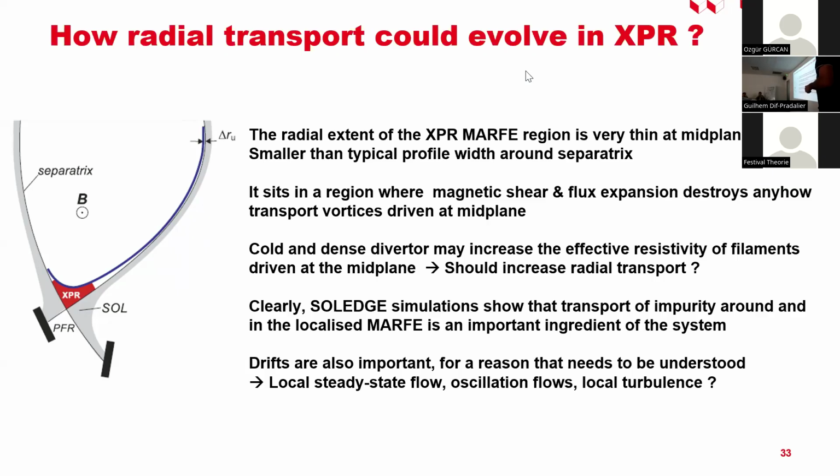Of course, in the scrape-off layer, as I showed, we get dense and cold plasma. So in the scrape-off layer, maybe this local enhanced resistivity could have an impact on the filamentary transport, as Fulvio described this morning. We don't know. But as I said, something clear from SOLEDGE at least is that the transport of impurity is an important ingredient in the situation. And as I said, drifts are also important, but these are not really turbulent transport, they are mostly toroidally symmetric drifts. And that's it. Thank you.